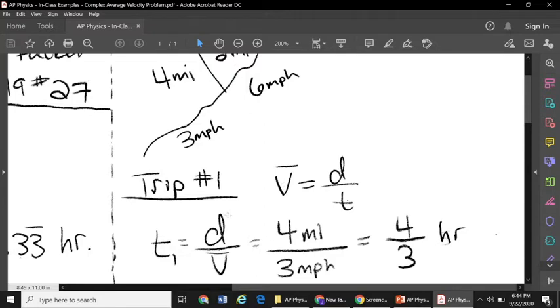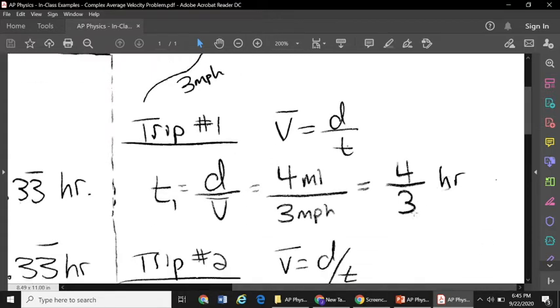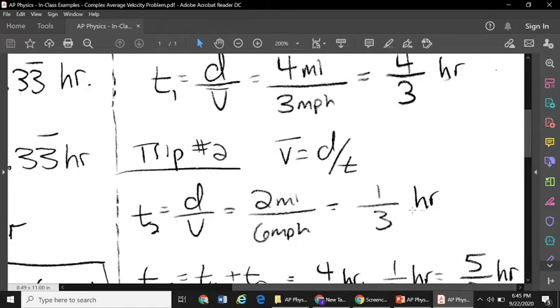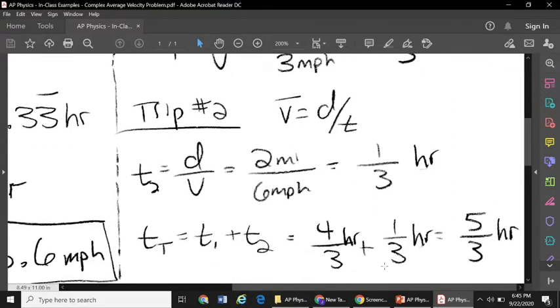So here, this is just a quick solution without all the work shown. If you found the first time, V equals D over T turns to T1 equals D1 over V1, and you get 4 miles divided by 3 miles an hour, and that would give you 4/3 of an hour. Simple. The second time on trip 2 would be T2 equals D2 over V2, and that would give you 2 miles over 6 miles an hour, and that would be 1/3 of an hour. The total time you get by adding these two things, 4/3 of an hour plus 1/3 of an hour, very obviously gives you 5/3 of an hour, and that's our total time.